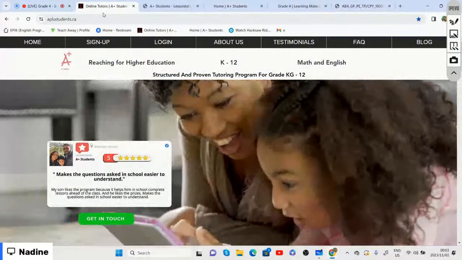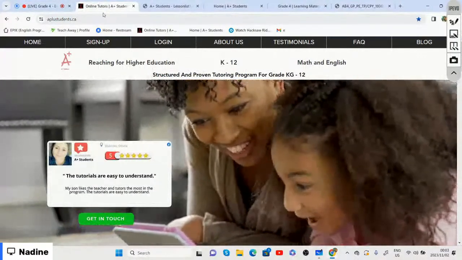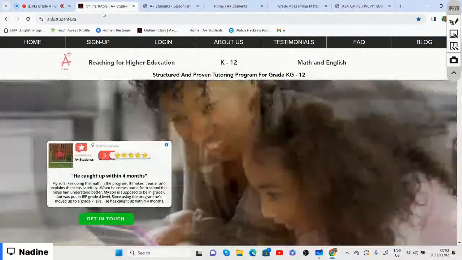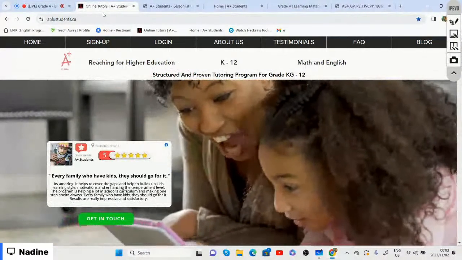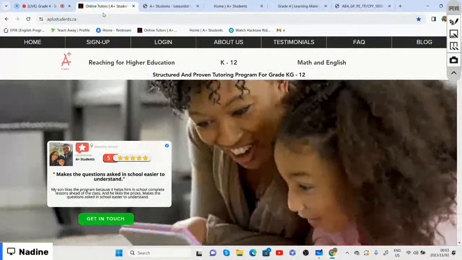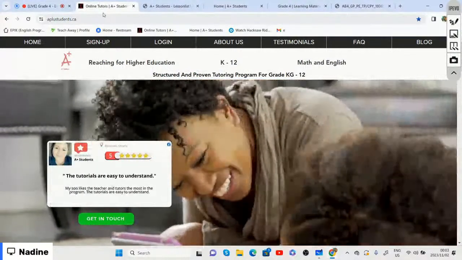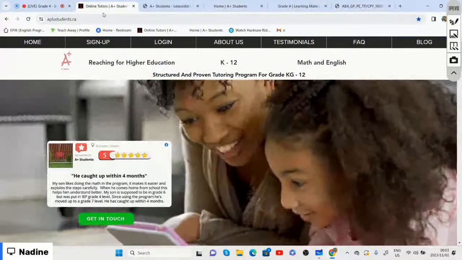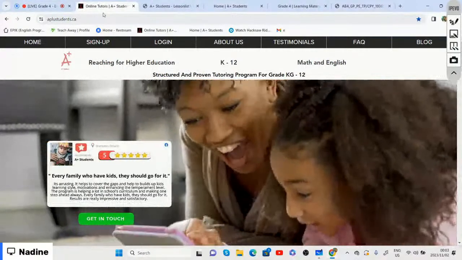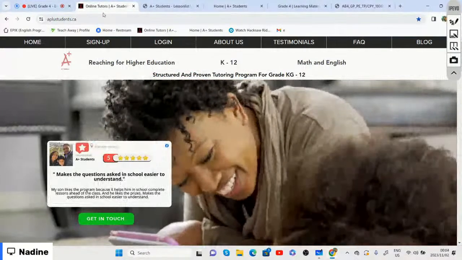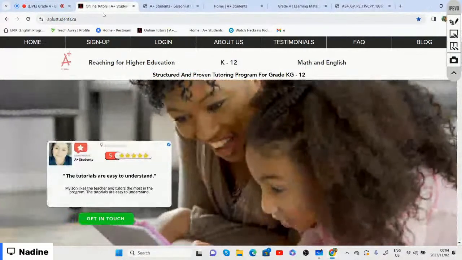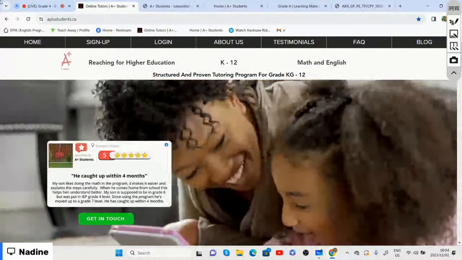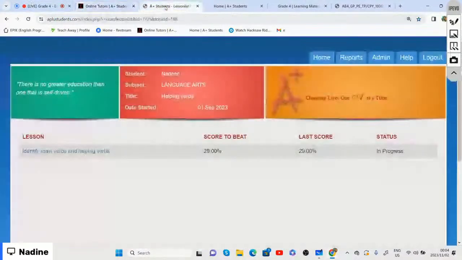With our username as well as with our password. So once you've logged into aplusstudents.ca with your username as well as your password, you're going to select the subject of language arts, grade 4. And then we're going to scroll down until we get to the chapter of helping verbs.